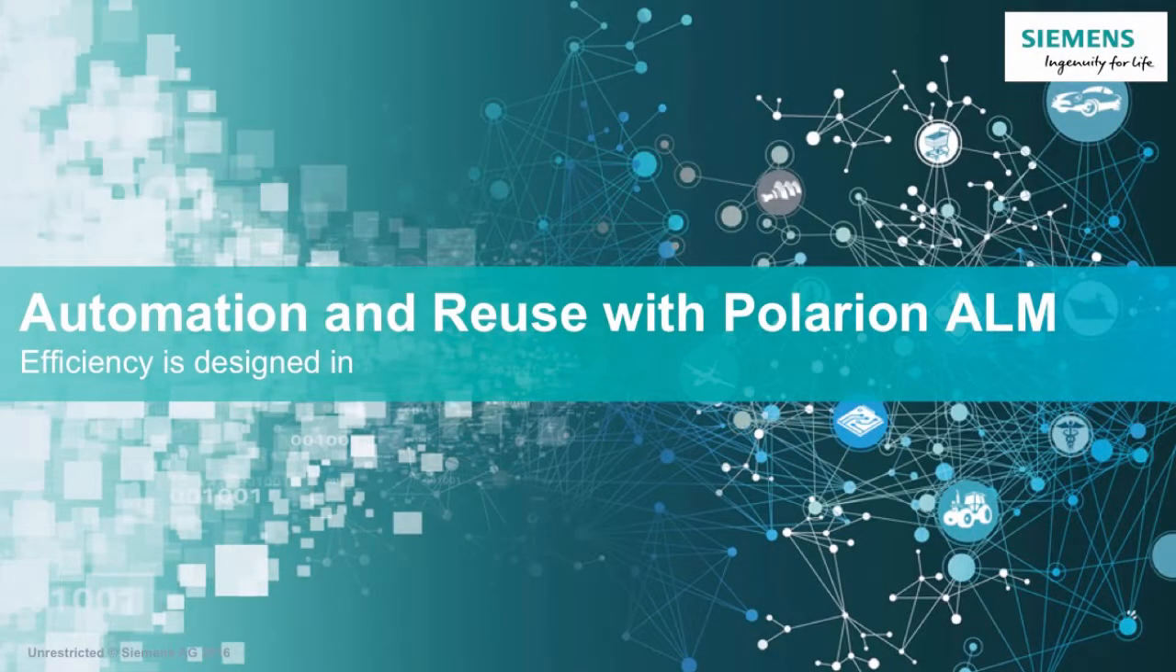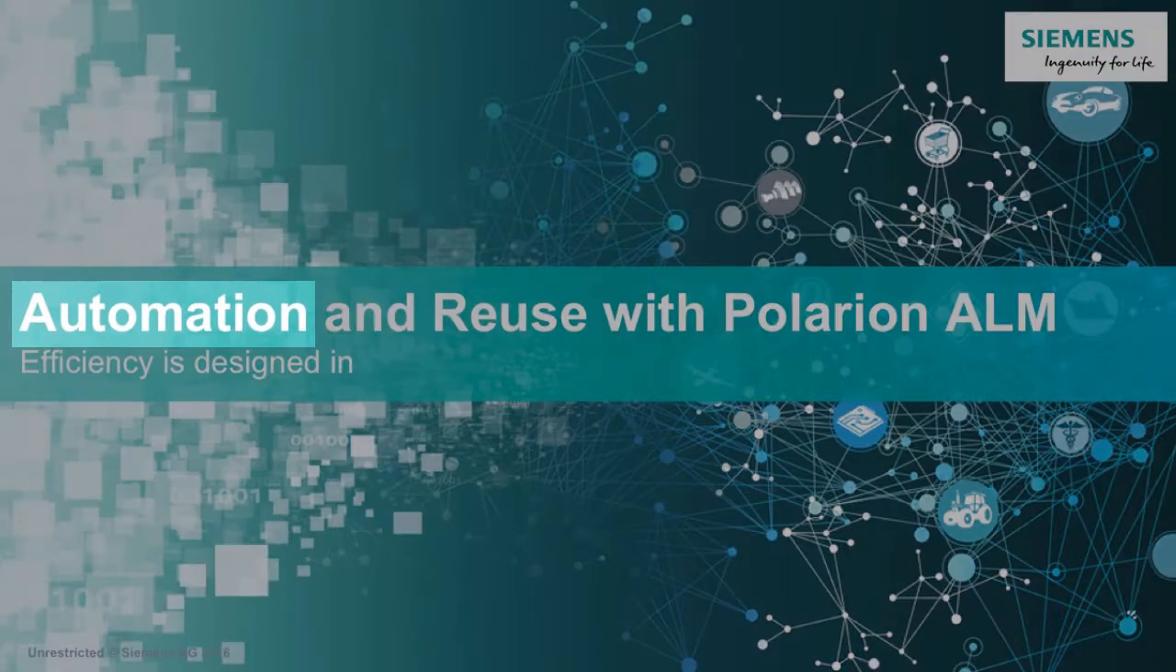In today's highly competitive world, you need to ensure that your software development teams are working efficiently and effectively. Polarion ALM helps with this in many ways. In this short video, we'll look at two major areas: process automation and reuse.